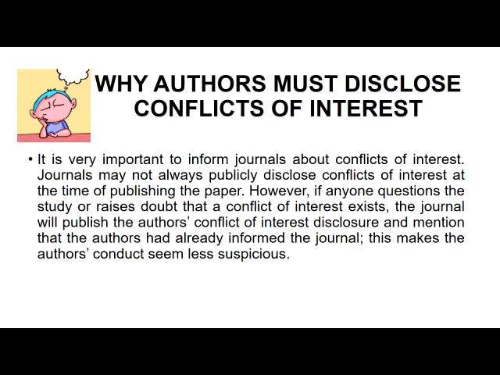It is very important to inform journals about conflicts of interest. Journals may not always publicly disclose conflicts of interest at the time of publishing the paper. However, if anyone questions the study or raises doubt that a conflict of interest exists, the journal will publish the author's conflict of interest disclosure and mention that the authors had already informed the journal. This makes the author's conduct seem less suspicious.